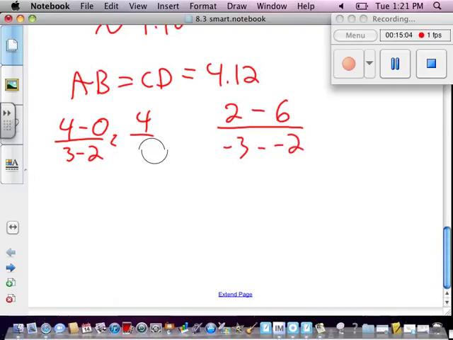Negative 3 minus a negative 2. This is a 1 under here. Negative 2 minus 6 is a negative 4.